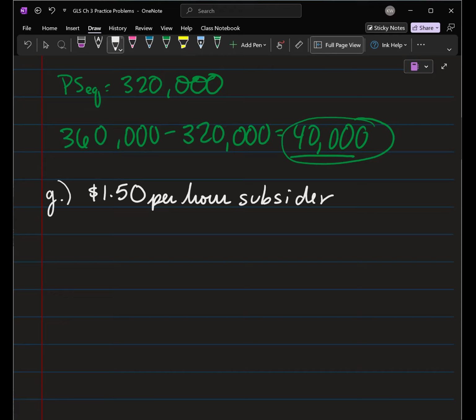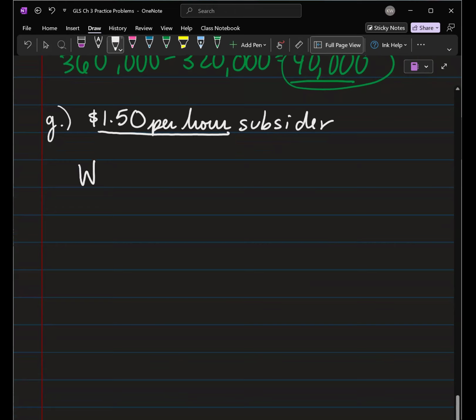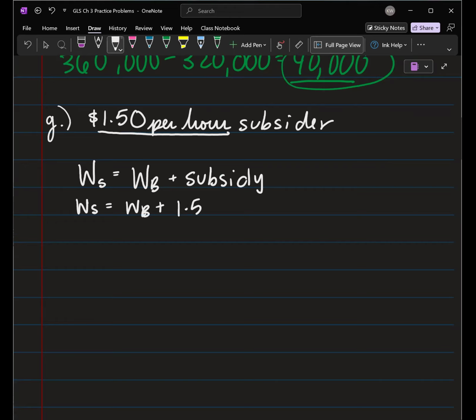So in this case, we need to start with the fact that this subsidy introduces a wedge between the price that sellers receive and the price that buyers pay. So we can represent that with an equation: the wage that sellers receive is equal to the wage that buyers pay plus the subsidy. Our subsidy is $1.50, so we can substitute that in. So the wage that sellers receive is equal to the wage that buyers pay plus $1.50.